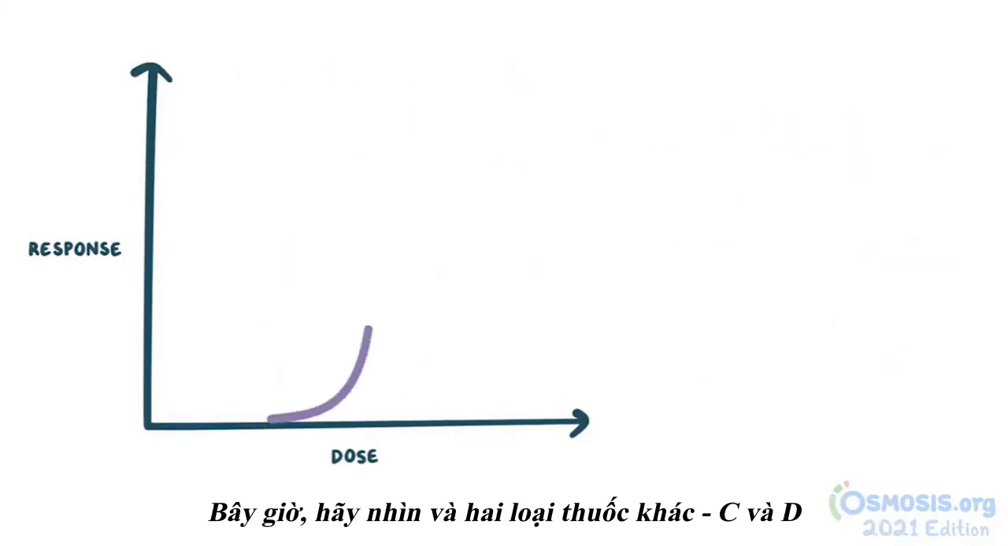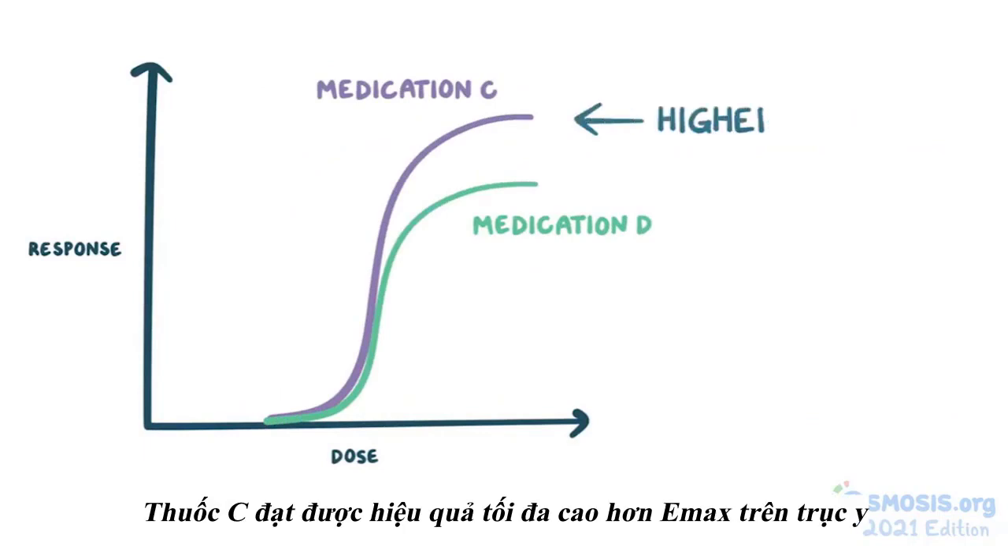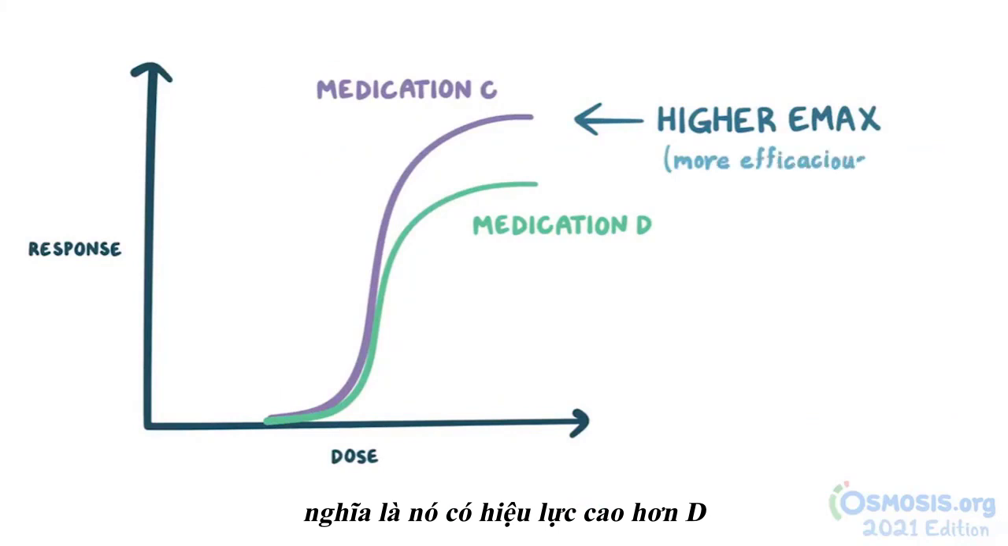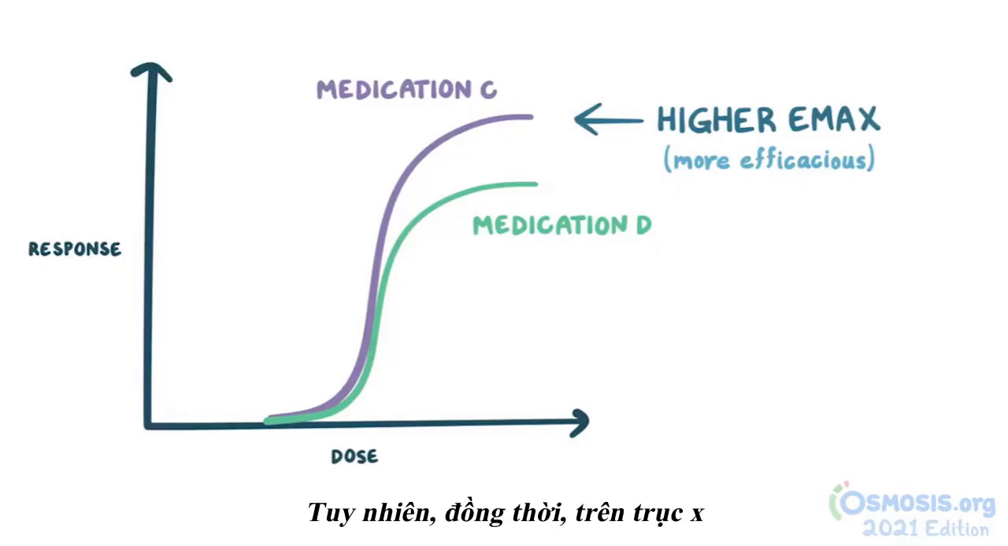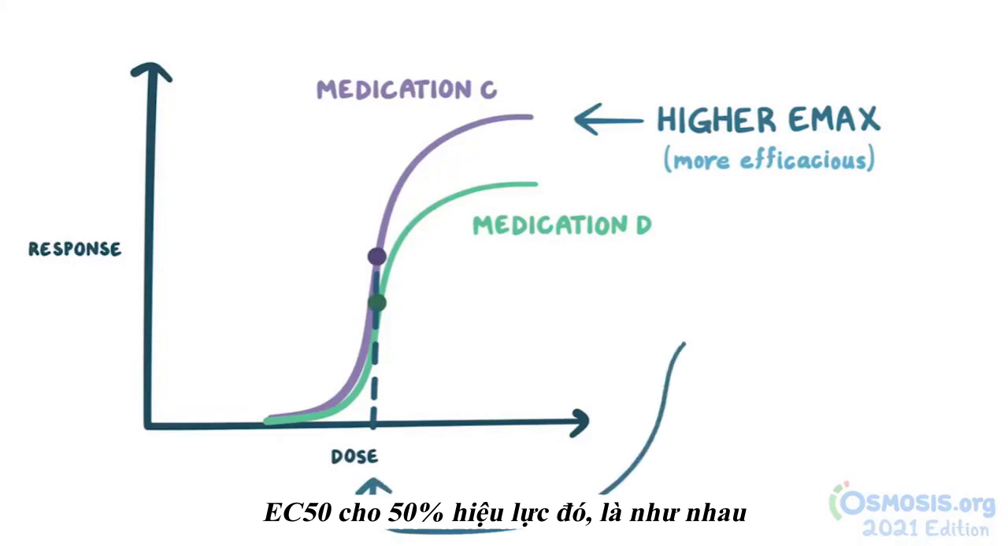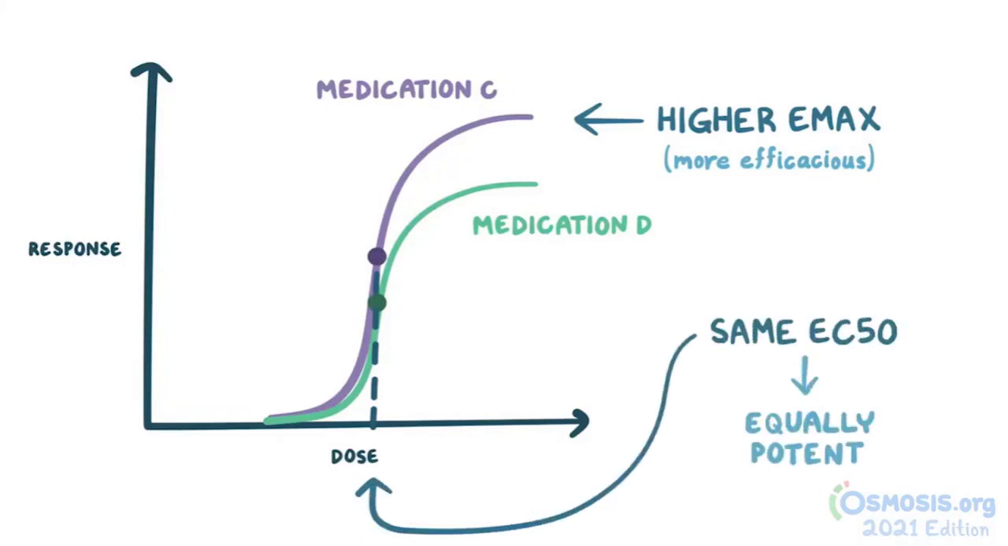Now let's look at two other medications, C and D. Medication C achieves a higher maximum effect on the y-axis, meaning that it's more efficacious than D. In other words, the higher the curve, the higher the efficacy. At the same time, though, on the x-axis, the EC50 for 50% of that effect is the same for both, so they're equally potent. Alright, as a quick recap.